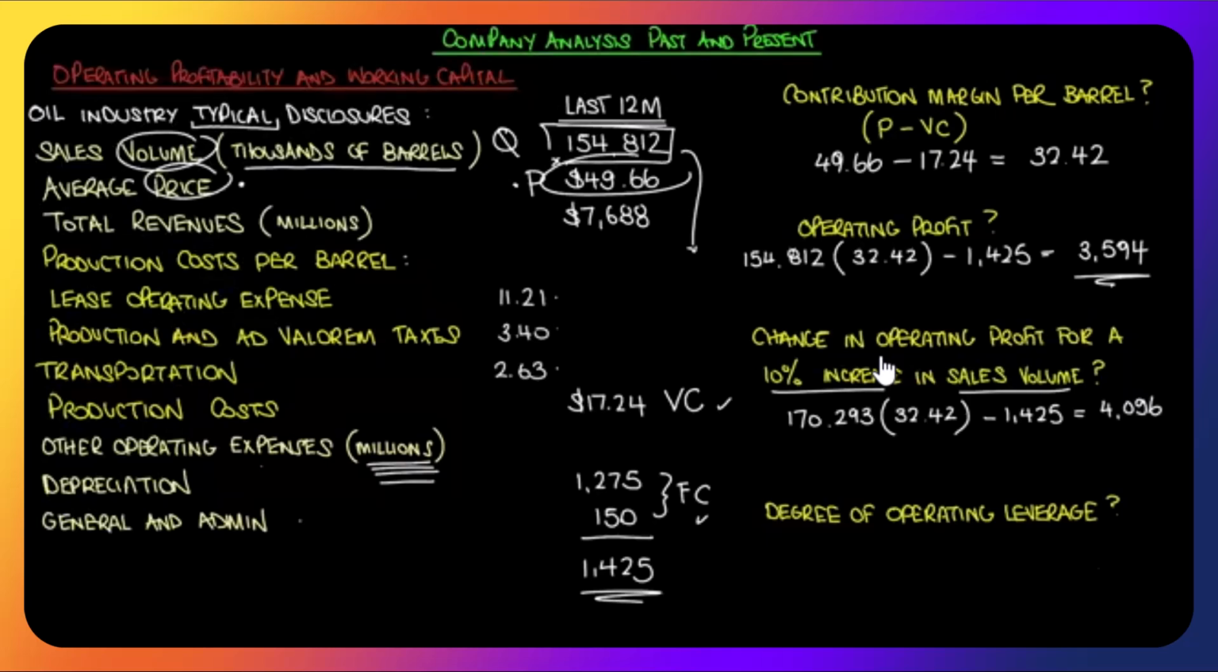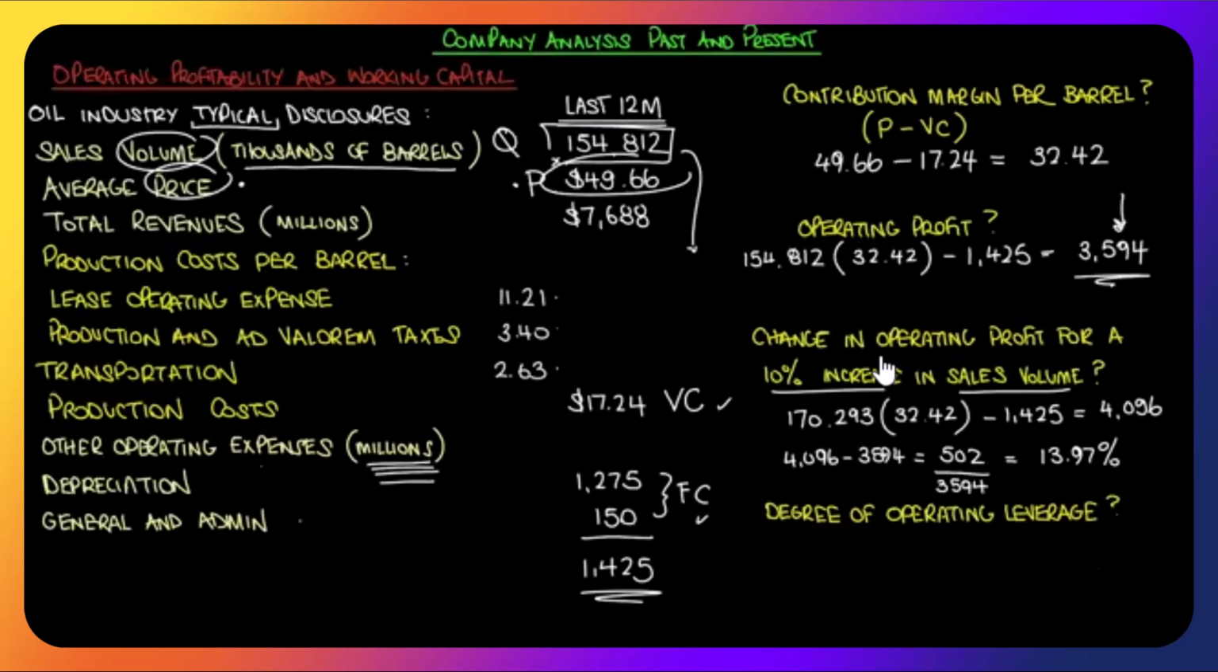What's the change in operating profit for a 10% increase in sales volume? It's 4096 minus 3594, 502. Now, to allow me to calculate operating leverage, I'd like that as a percentage. Where did we start? We started at 3594. That is a 13.97% change in operating profit.